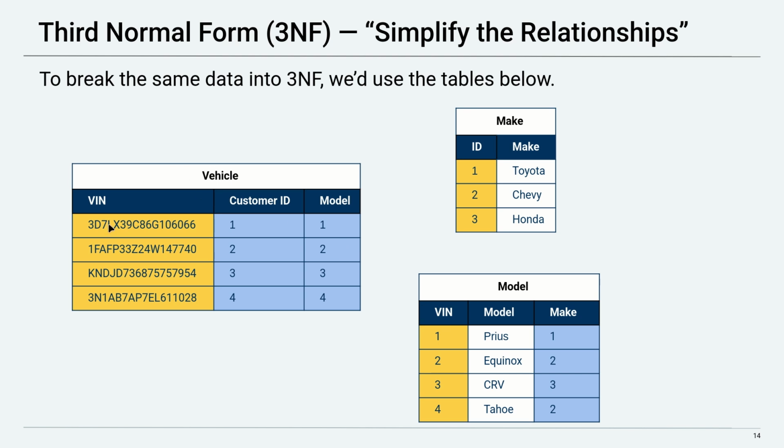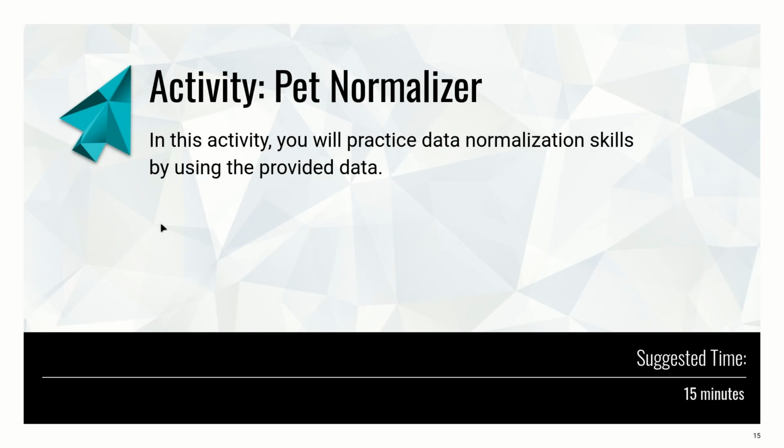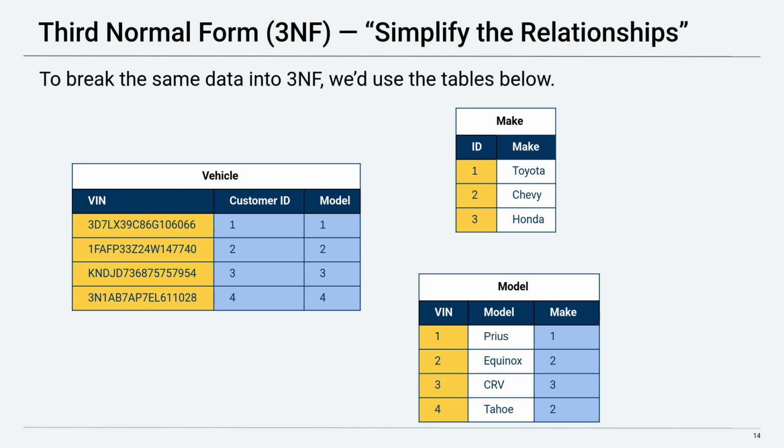Then, when we list a vehicle, we can say this VIN number goes to this customer and this model. Boom, we're done. This table is now much simpler, and we've avoided transitive dependence. Okay, any questions about that? Great. Let's go on to an activity where we'll discuss the principles of the 3 normal forms.